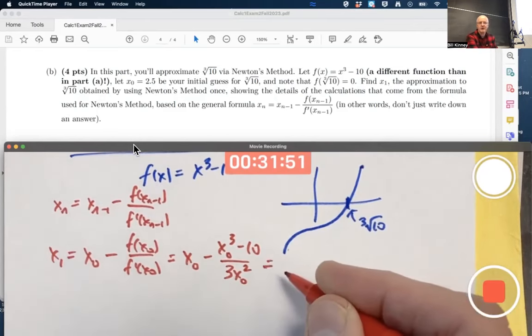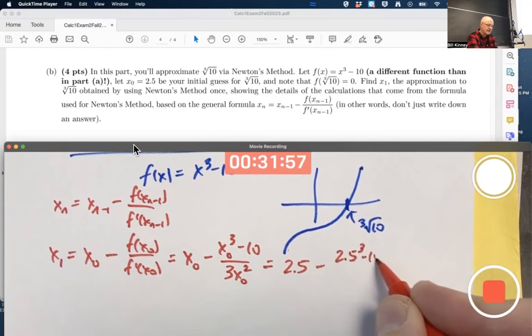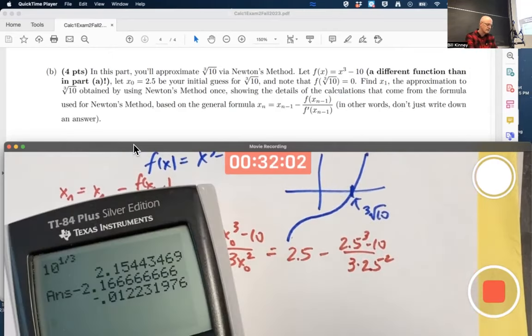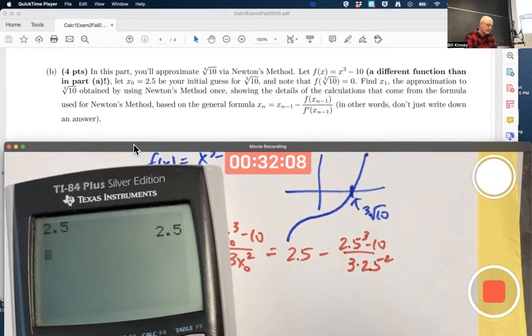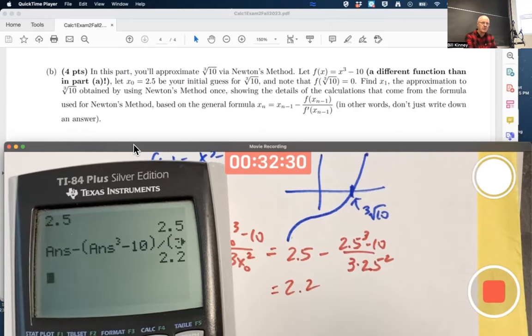Now just plug the number in. I told you to plug in 2.5. You just do 2.5 minus 2.5 cubed minus 10 divided by 3 times 2.5 squared. You could do it with the previous answer if you like. Plug in 2.5. Go previous answer minus, use parentheses, previous answer cubed minus 10, all divided by 3 times the previous answer squared. I'm being extra picky about making sure I use parentheses here. 2.2 is what you should have gotten. Is that equal to the cube root of 10? No.